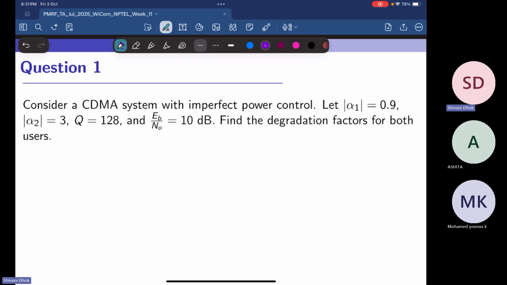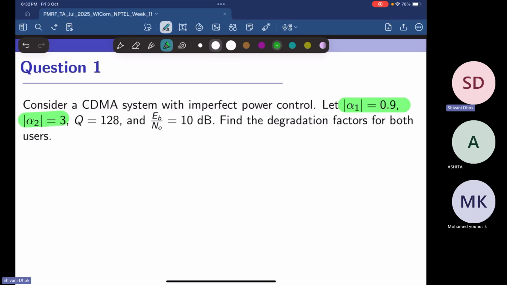So the question says: consider a CDMA system with imperfect power control. What it says is we haven't controlled the powers, which means at the receiver we'll be seeing different SNRs. Every user will correspond to a different SNR. So we have CDMA with imperfect power control, such that the magnitude of alpha 1 is 0.9, alpha 2 is 3, and alpha 3 is 3.